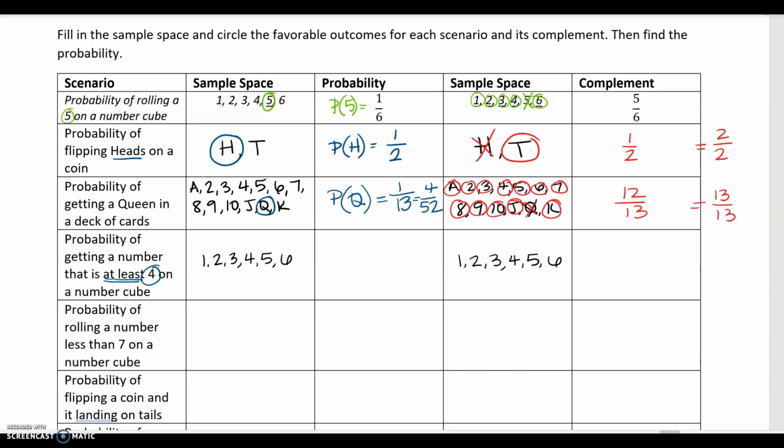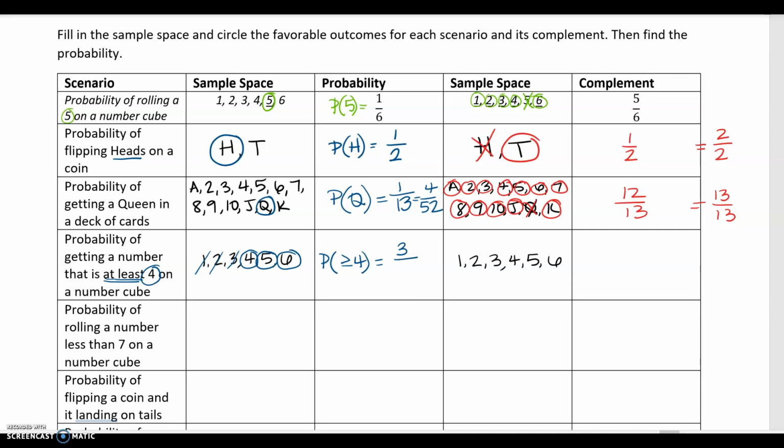Okay, so 1 is not at least 4, 2 is not, 3 is not. Is 4 at least 4? Is 4 greater than or equal to 4? Yes, so 1. 5 is at least 4, and so is 6. So the probability of at least 4, so greater than or equal to 4. How many numbers did I circle? I circled 1, 2, 3 numbers. Notice I'm not putting the 4 here.